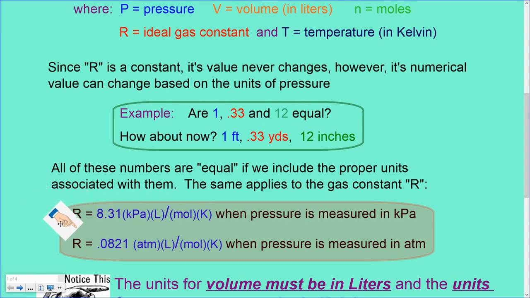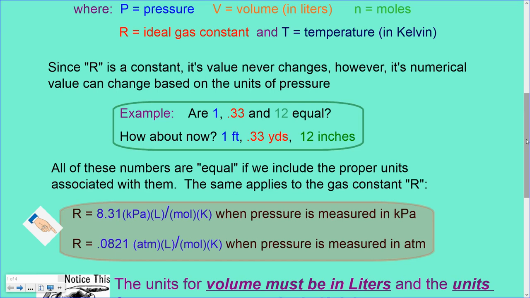Now, if we're given a problem to solve using the ideal gas law and they give us pressure in atmospheres, well, then we have to use 0.0821. So the question is, are 8.31 and 0.0821 equal? Yeah, in a similar fashion, the way 1 foot can equal 12 inches. If we have units of kilopascals, we must use 8.31 for the value of R. If the problem is given to us with units of atmosphere for pressure, then we have to use this value for R.